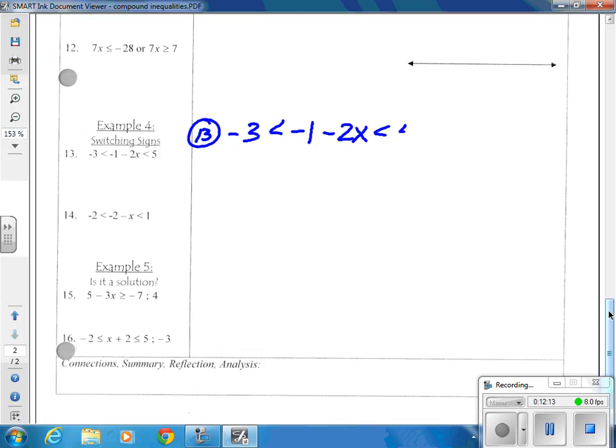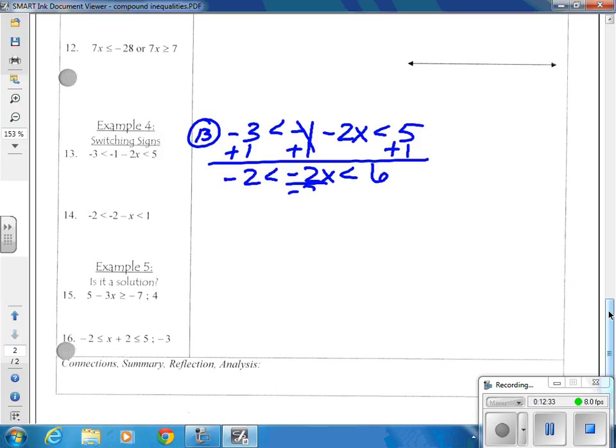Okay, if I'm solving this, the x is in the middle and it's got other stuff attached to it, so we need to get rid of the things in the middle so that it's just an x by itself. We're going to add 1 in the middle and then add 1 on the left, add 1 on the right. So now I've got negative 2 less than negative 2x less than 6. In order to get x by itself, I have to divide the middle by negative 2, the left by negative 2, and the right by negative 2.